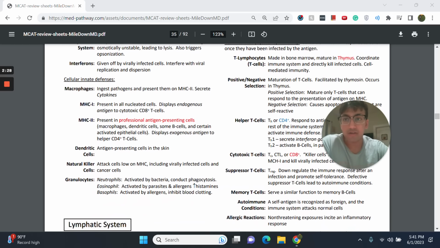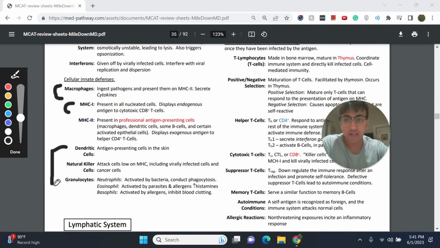Next, we have cellular innate defenses. So cellular innate defenses include macrophages, MHC1 and 2, dendritic cells, natural killer cells, and granulocytes. Remember, I said that this is high yield, so definitely know this. Macrophages are cells that ingest pathogens and present them on MHC2. They secrete cytokines.